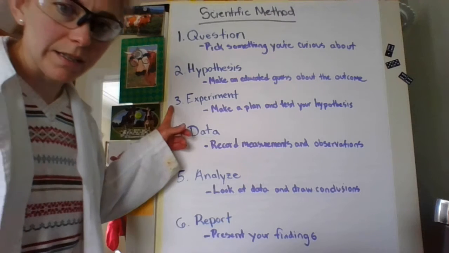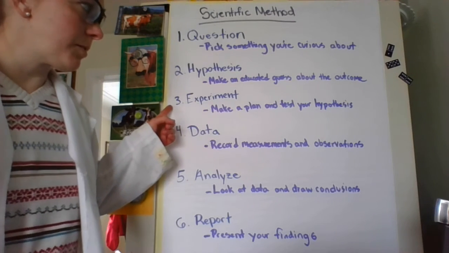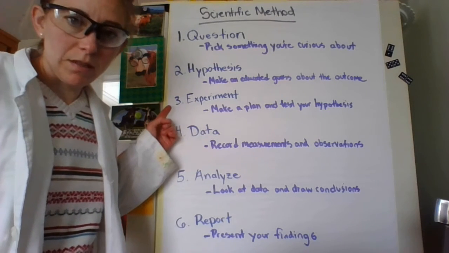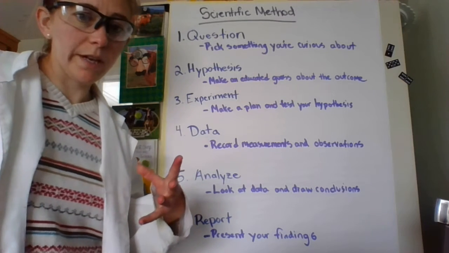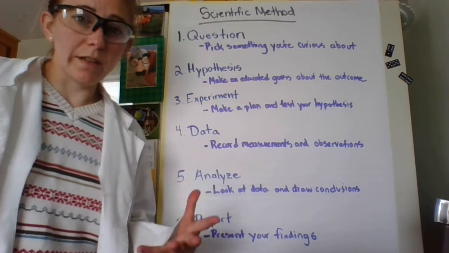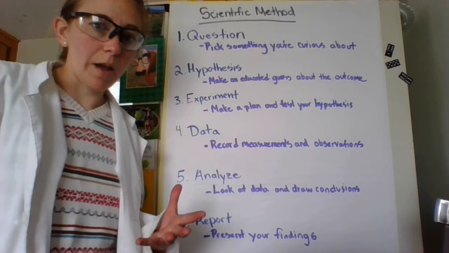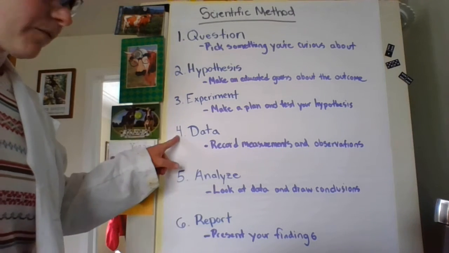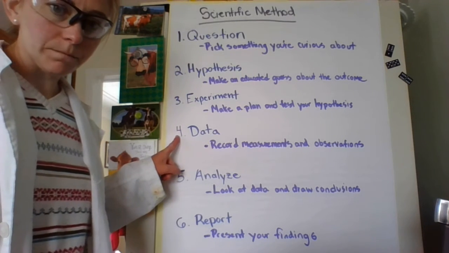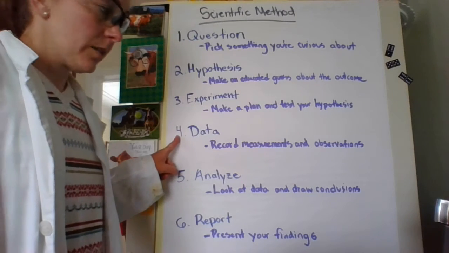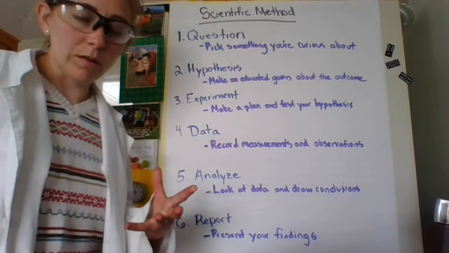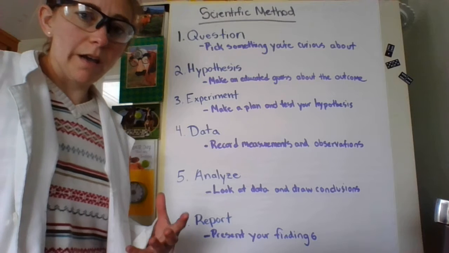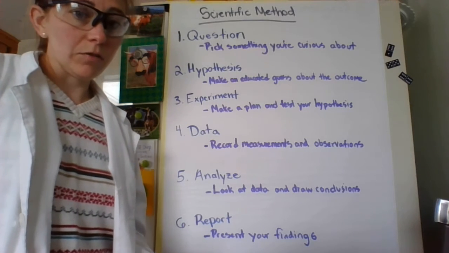Number 3 is experiment. This is where you make a plan and you test the hypothesis. You gather materials, you create a procedure of how you will scientifically test your question and your hypothesis. Number 4 is data. While you're experimenting, you'll be taking measurements and observing what's going on, and that is all part of your data that you'll use then to answer your question.